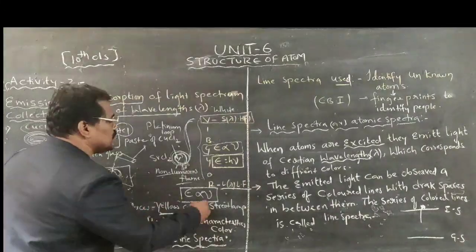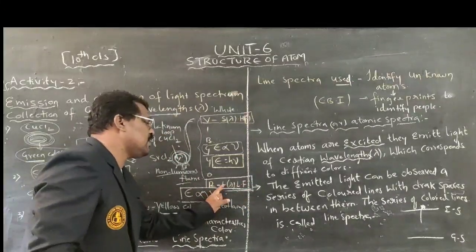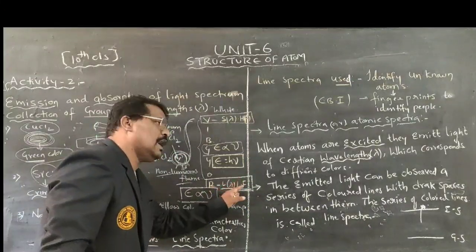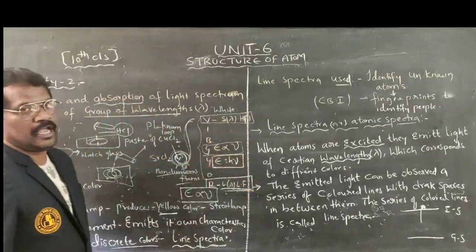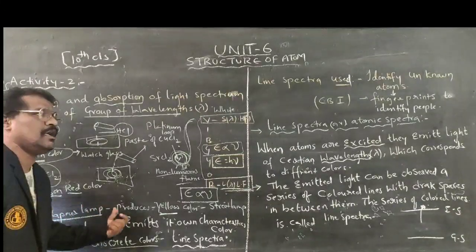This crimson red color also exists within the visible spectrum. Red has the longest wavelength, low frequency and low energy. And similarly, let us go for one more example, called the sodium vapor lamp.